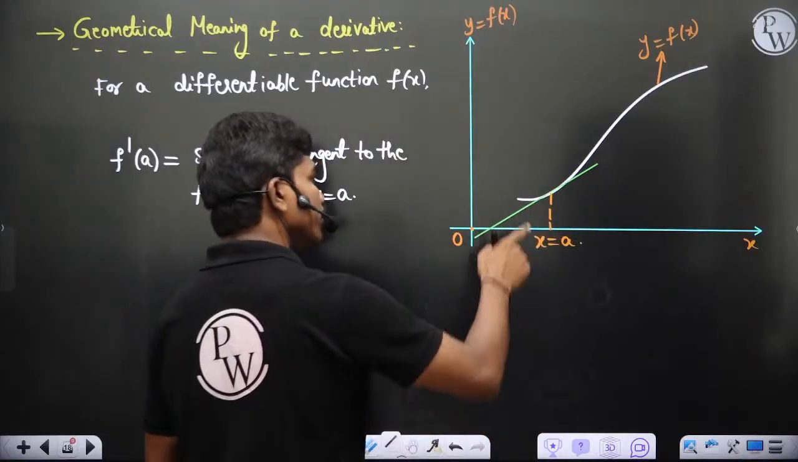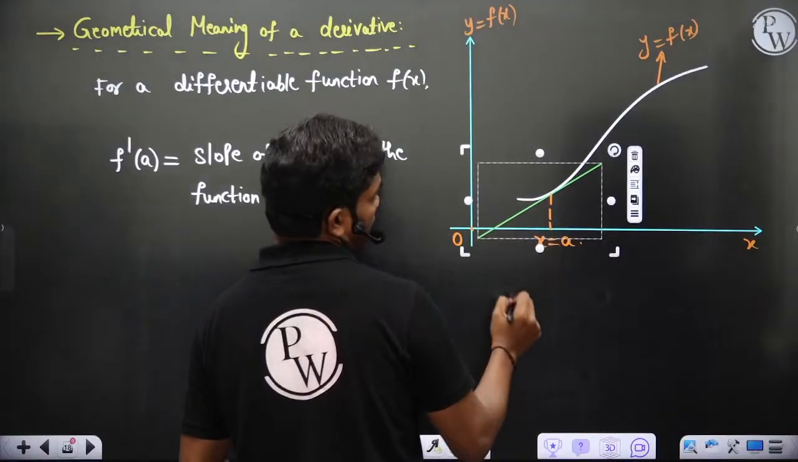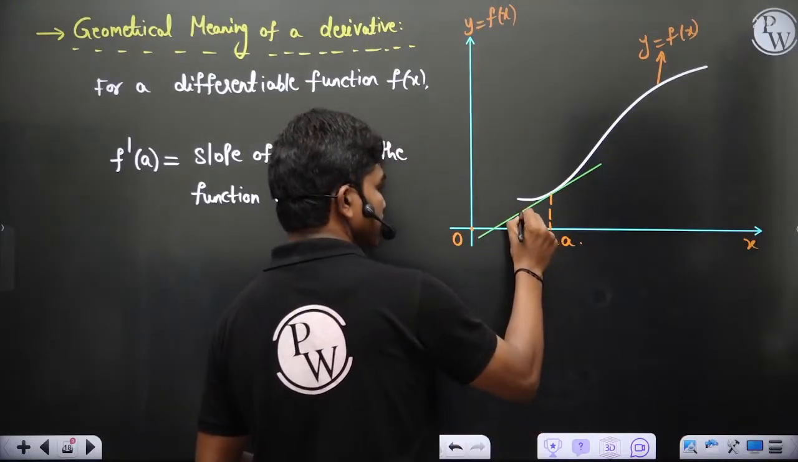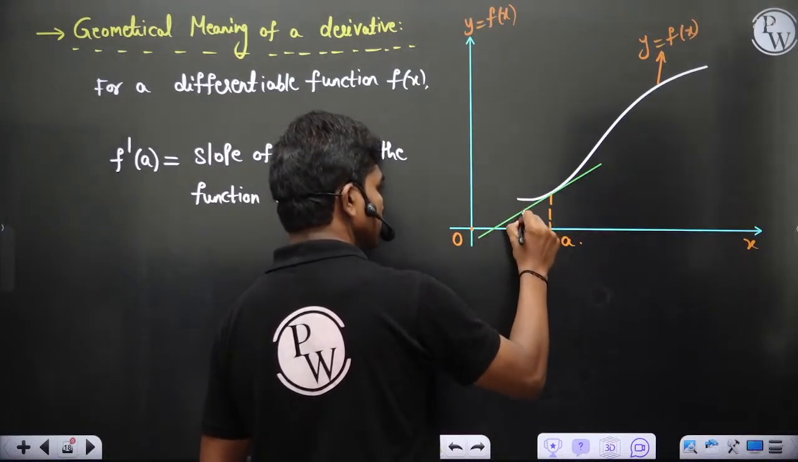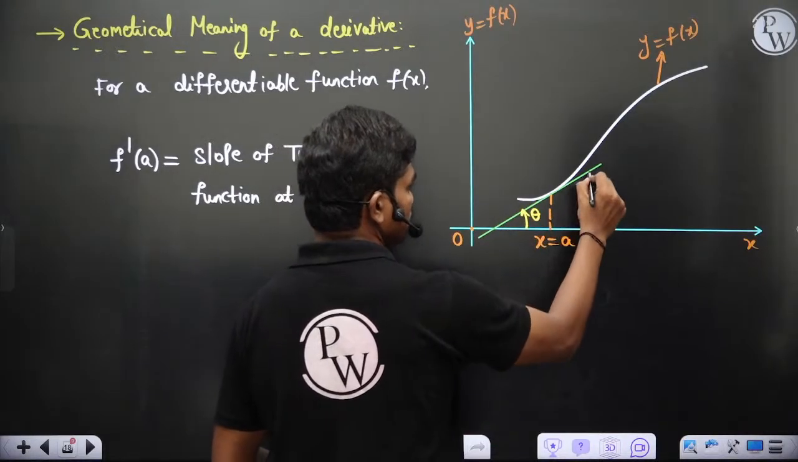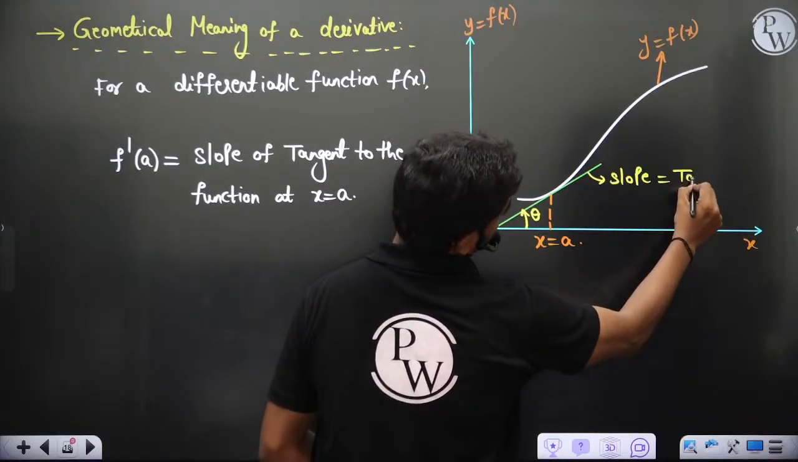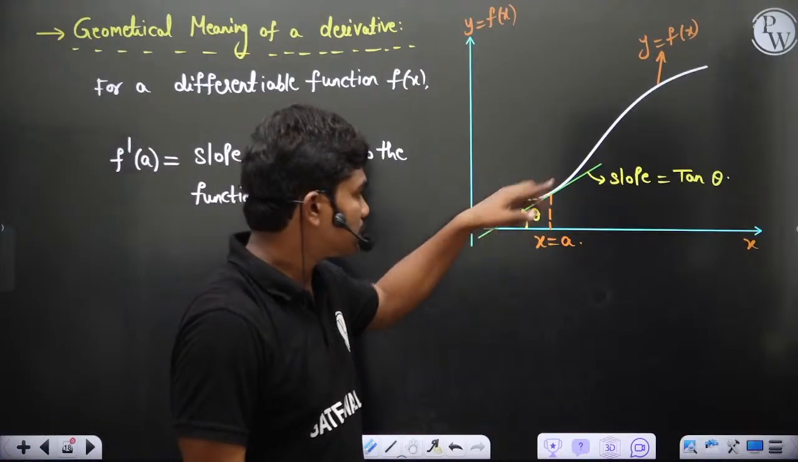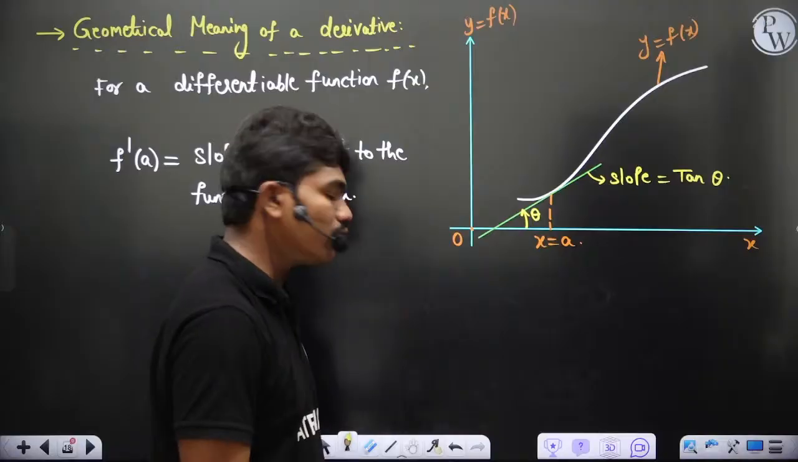Clear? Now if this is the tangent, then since x is your independent variable, y is a function of x. So if this angle is theta, the slope of this line is nothing but tan theta. Slope is nothing but tan theta, correct? Because ultimately, if this line makes an angle theta with the x-axis, the slope of the line is tan theta.